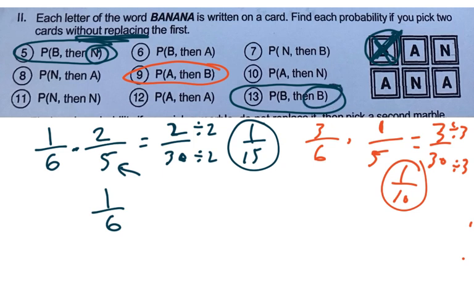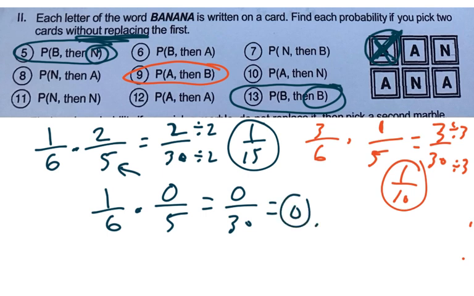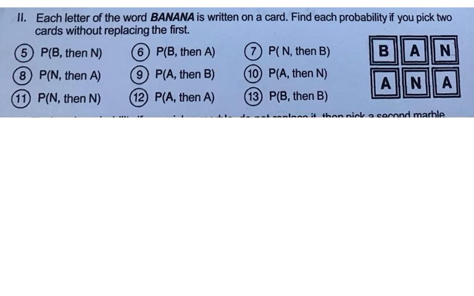What's the chance of picking the second B? There is no second B. Therefore, it's a 0 out of 5 chance. And what's 0 out of 30? Well, of course, that's a 0 chance. In other words, 0 means no chance, right? 0 means impossible. Can't happen, right? And that happens in real life, right? Sometimes things just can't happen. Okay, so I just want to make sure you follow along with that. Let's see if we got one more here to look at.